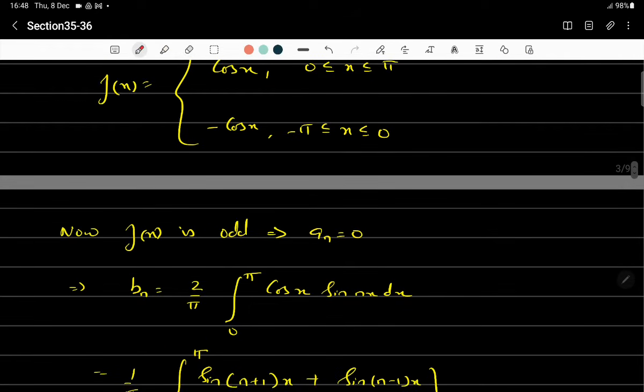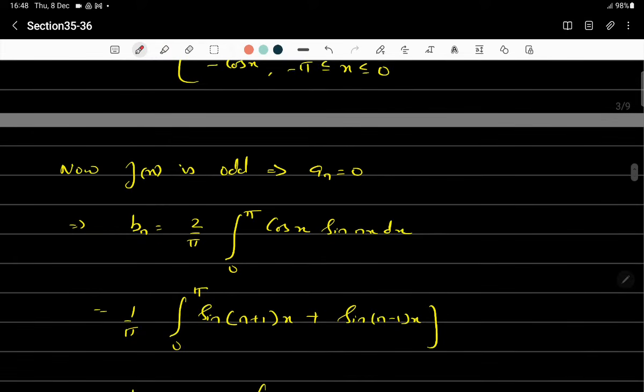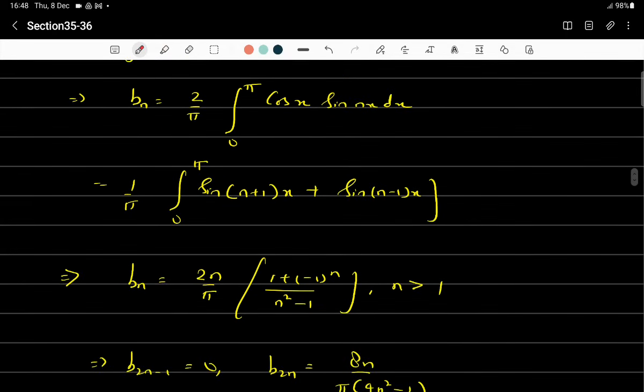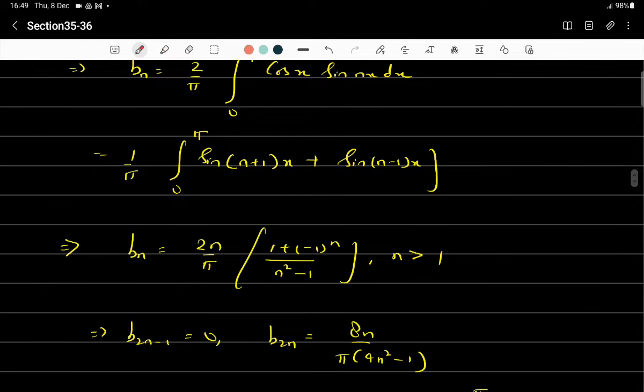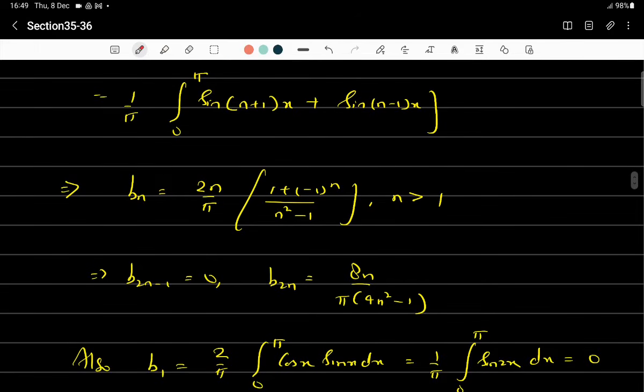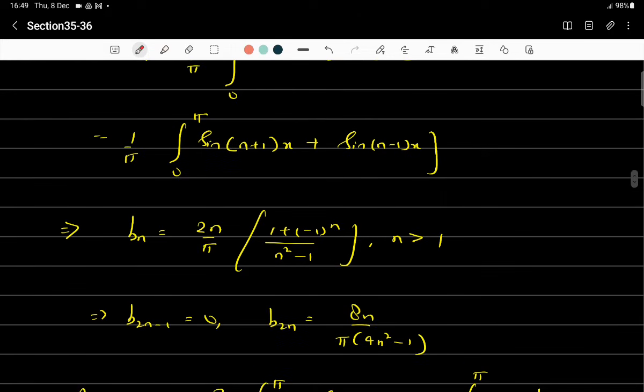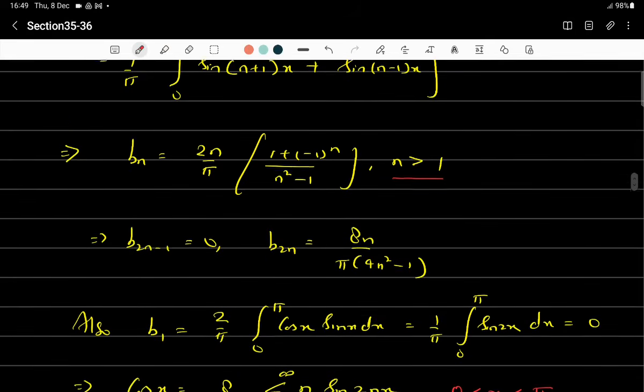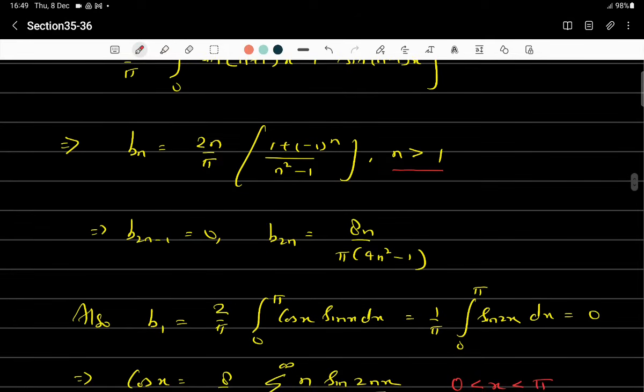I am not going into the detail of computing bn, I have written it. You can verify by yourself. It comes out to be b2n minus 1 is 0 and b2n is 8n by pi for n square minus 1. Here one observation is that when I computed bn, it comes out to be n minus 1 and n plus 1 in the denominator. So if I put n is equal to 1, then it is not defined. That's why I clearly mentioned that n is greater than 1. It means that I have to compute b1 separately. So if I compute b1 separately, it comes out to be 0.